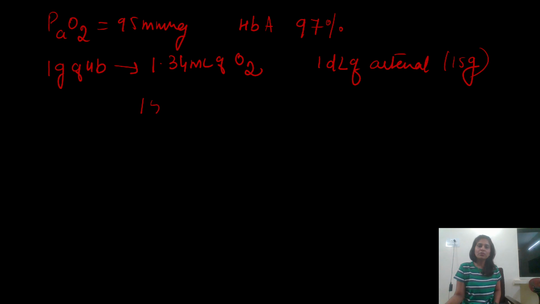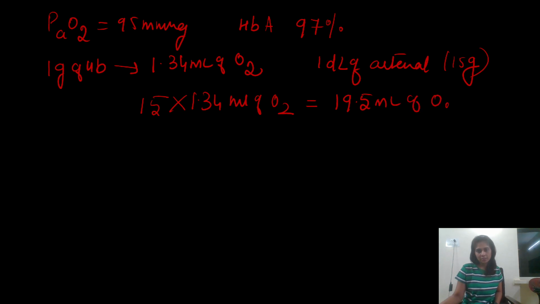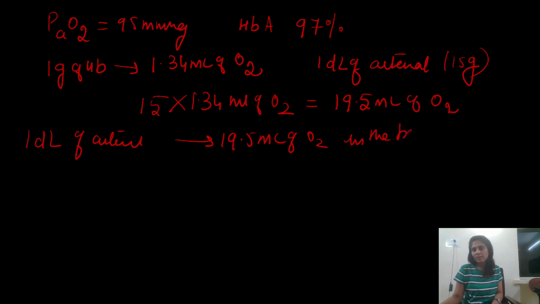So 15 grams of hemoglobin will carry 15 into 1.34 ml of oxygen in the bound form. When you calculate it, it would be 19.5 ml of oxygen. So please remember, 1 deciliter of arterial blood. All these units are very important. If you don't concentrate on units, memorizing numbers carries no significance. Okay. So 1 deciliter of arterial blood carries 19.5 ml of oxygen in the bound form.